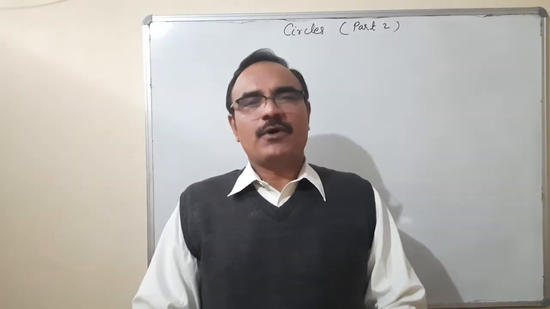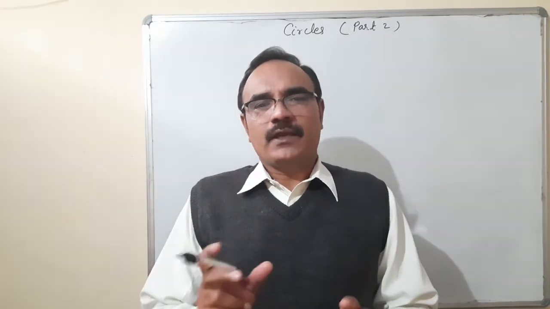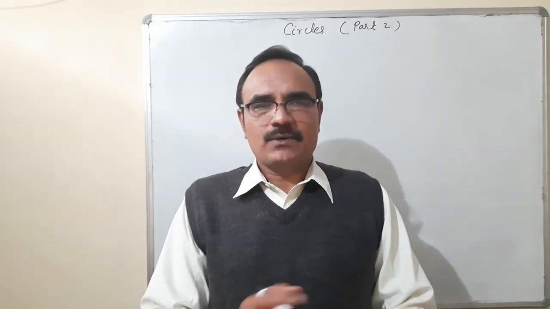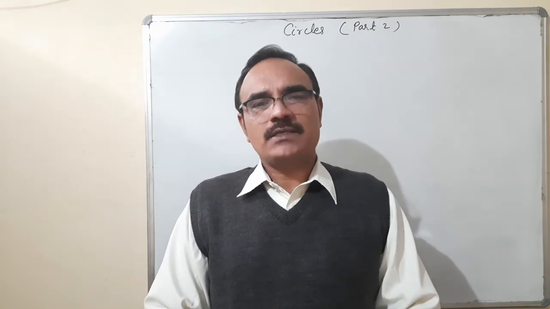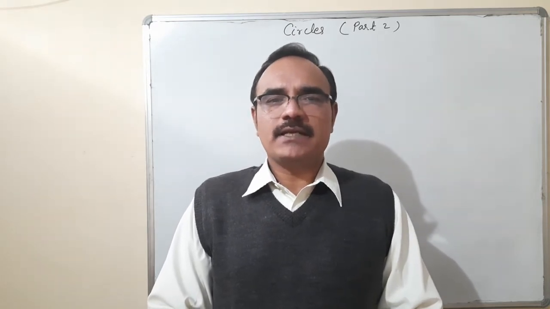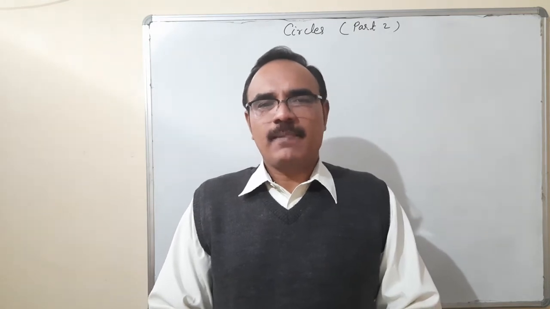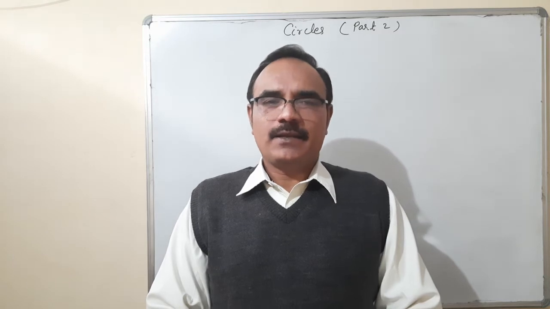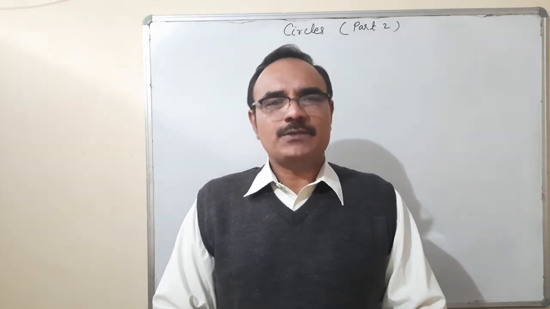So that is number one. Theorem number one: equal chords of a circle subtend equal angles at the center, and vice versa. The converse is also true. That means if two chords are subtending equal angles at the center, they are equal in length. These are two theorems. Number three: the perpendicular from the center to a chord bisects the chord in a circle. And number four: the line joining the center of a circle to the midpoint of the chord is perpendicular to the chord.